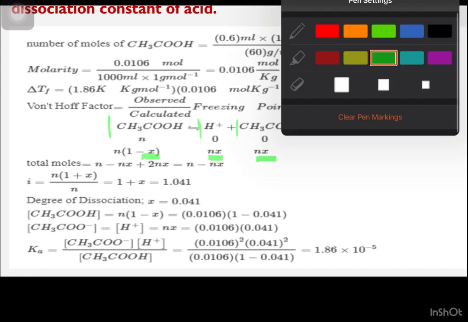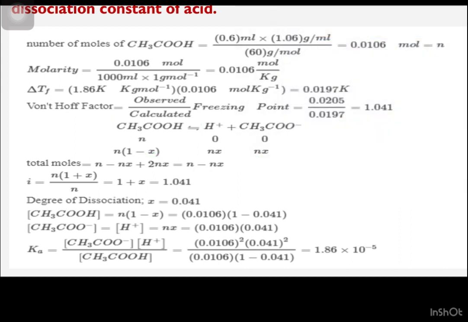Now we know how to write the expression for i. That is the total number of moles here after dissociation. This plus this plus this, that is coming out to be n minus nx plus nx plus nx. So this cancels and you are left with n plus nx only.